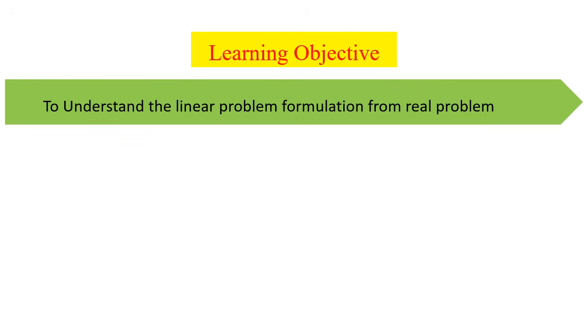Thus, the objective of this lesson is to understand linear programming formulation from a real problem. First of all, we have to have a real problem at hand. Then we have to formulate that real problem into a linear programming formulation so as to get the optimum solution, or to find the solution for the real problem.